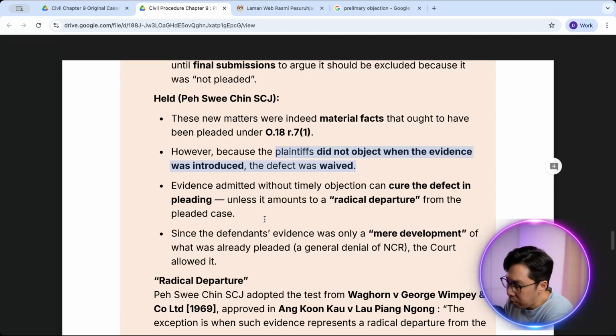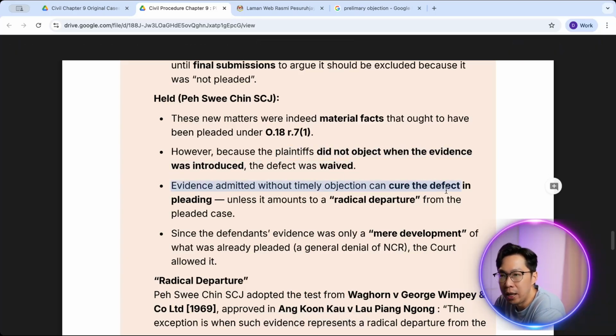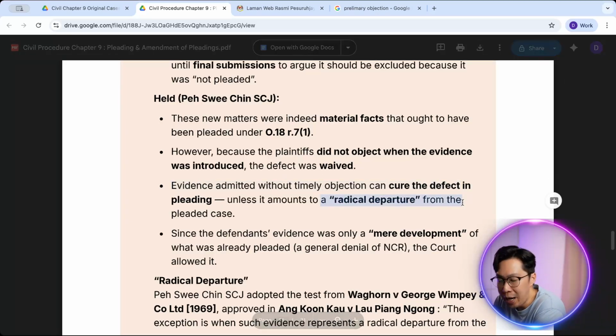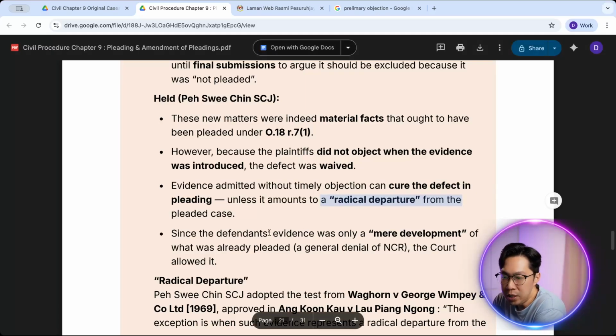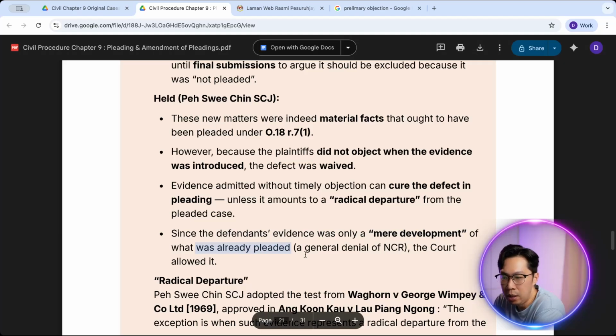Meaning, defendant, you raised something, plaintiff, you didn't object, you argued, okay? Later on, this thing still cannot be admitted when the evidence raised by the defendant was not pleaded, was fully argued by both parties, and that evidence amounts to a radical departure. Since the defendant's evidence was only a mere development of what was already pleaded, the court allowed it.